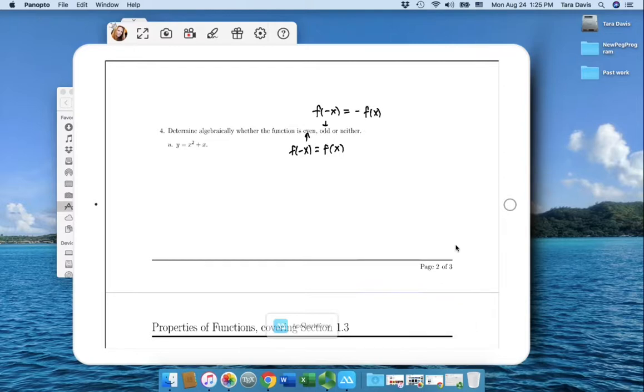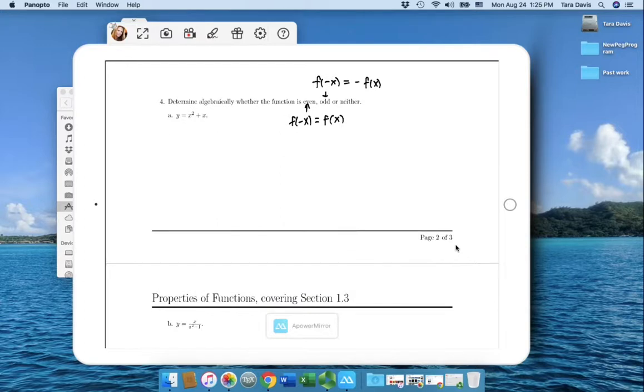And neither means neither. So in this problem, we're going to determine algebraically whether the function y equals x squared plus x is even, odd, or neither. First let me check if it's even. And let me keep track of my work clearly so that it's easy to understand. So f of x is x squared plus x. And then I also want to know what is f of negative x.